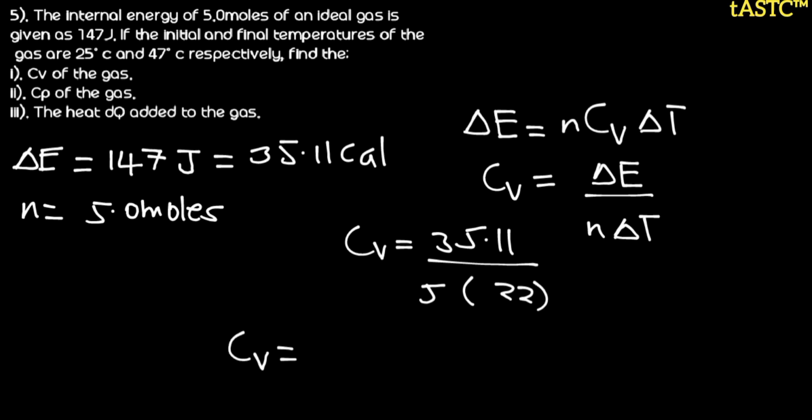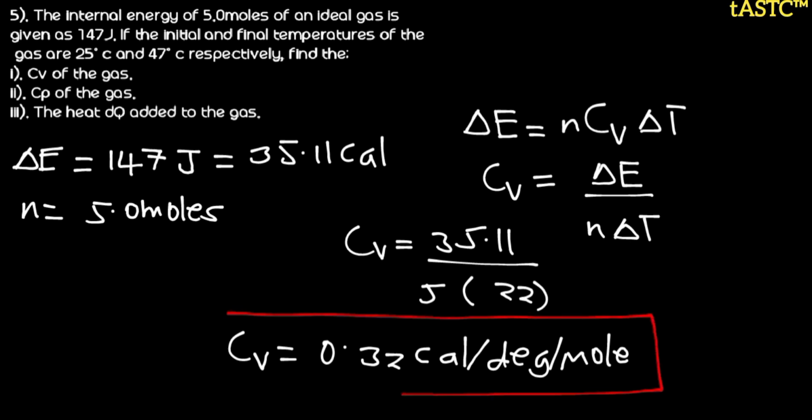So C sub V is equal to 35.11 divided by 5 multiplied by 22. So that gives us 0.31918. So what I'm going to do, I will just approximate it. That is 0.32. So this will be calories per degree per mole. So that is C sub V.